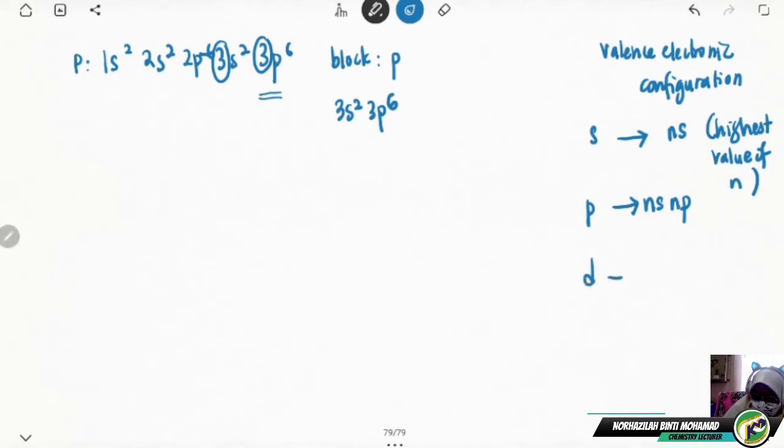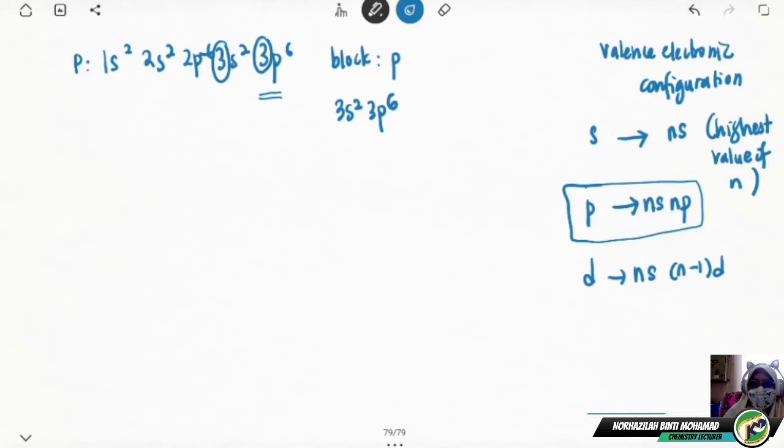And then if it is D block, the valence electronic configuration is ns and (n minus 1)d. That is for D block elements. I will show an example later. So let's say this one is a P block element. The valence electronic configuration is ns and np. Since the highest n is 3, the valence electronic configuration for this element is 3s2 and 3p6. So the period refers to the number of shells.